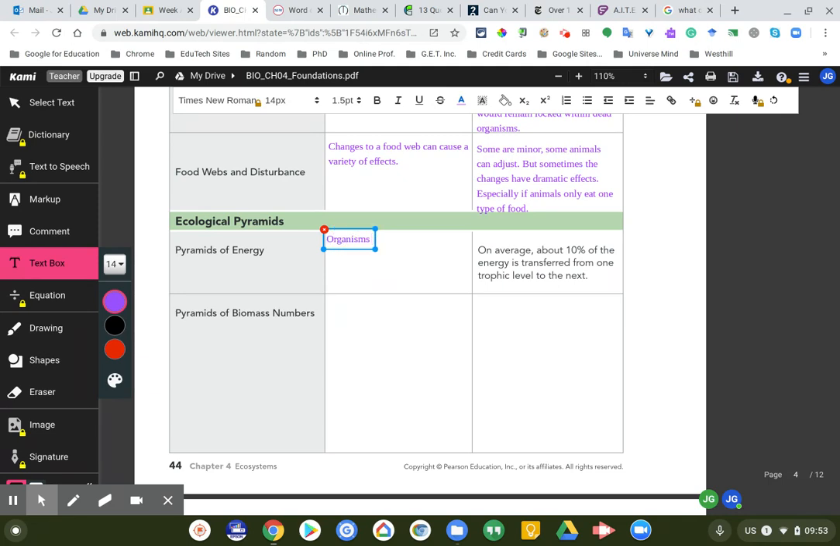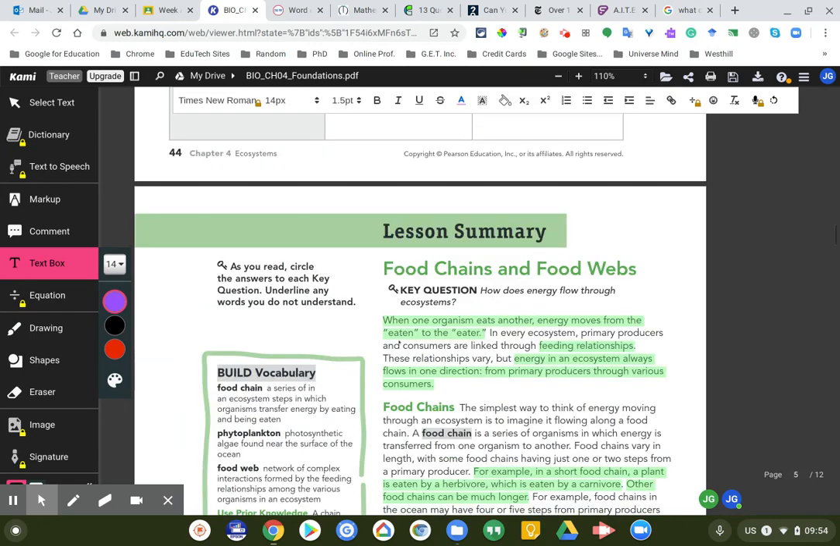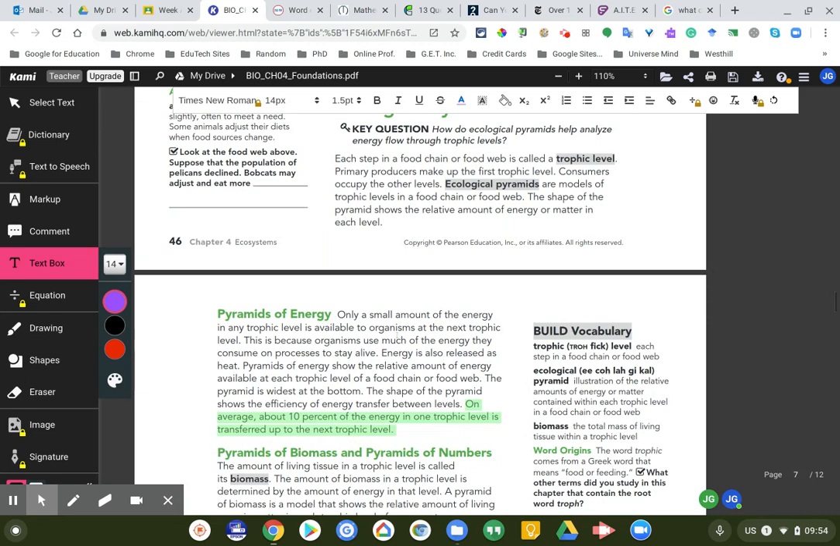Organisms use much of the energy they consume on processes to stay alive. Okay, I think that's important too. So let's go back down here.